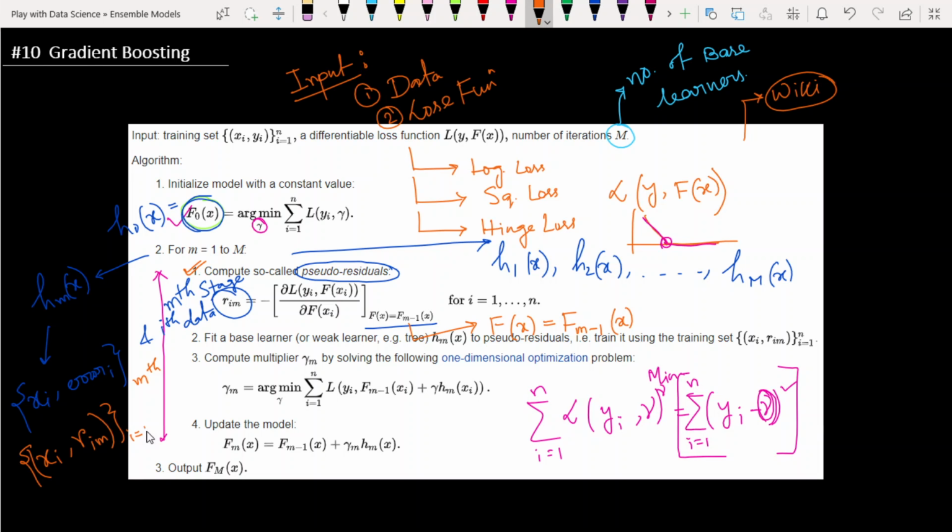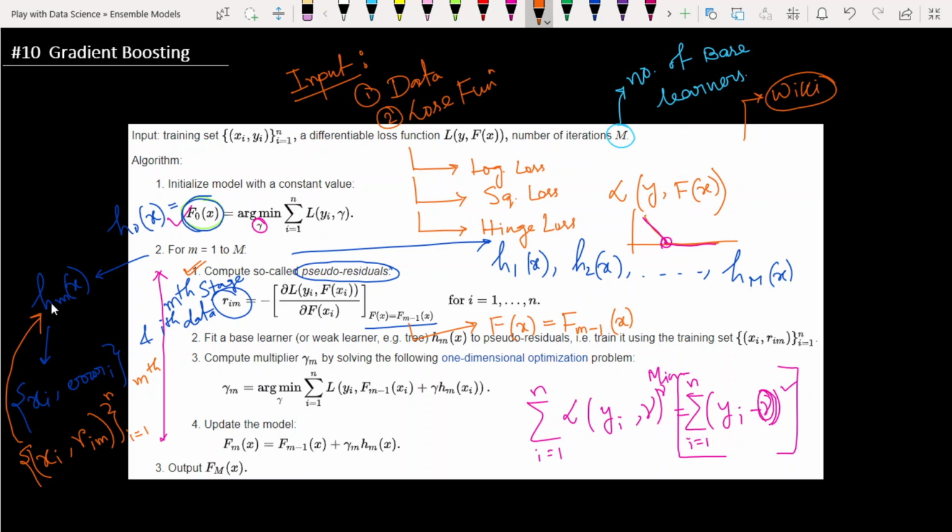Here i runs from 1 to n, and m moves from 1 to capital M. By using this data set, we will build and train our base learner model.